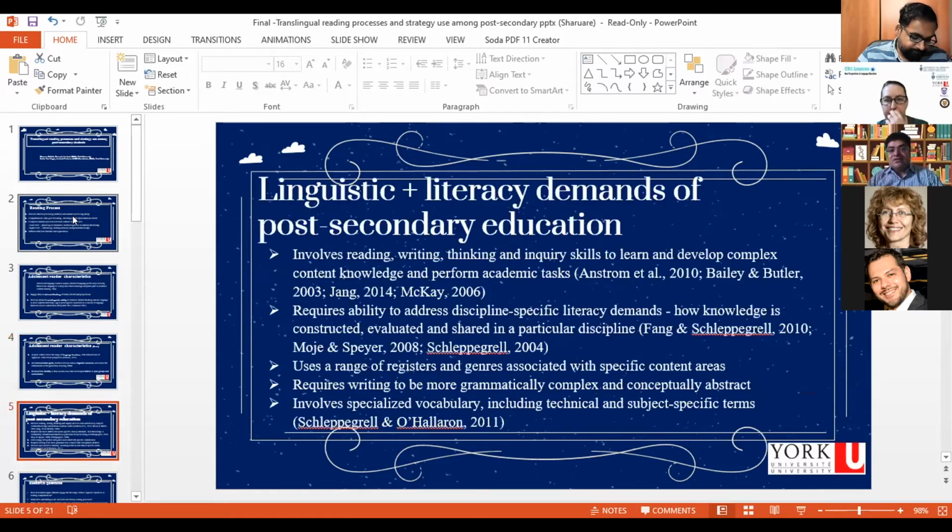In terms of linguistic and literacy demands of post-secondary education, from the scholars we have gathered that it involves reading, writing, thinking, and inquiry skills to learn, develop complex content knowledge, and perform academic texts. It requires the ability to address discipline-specific literacy demands, how knowledge is constructed, evaluated, and shared in a particular discipline. It uses a range of registers and genres and requires writing to be more grammatically complex and conceptually abstract.